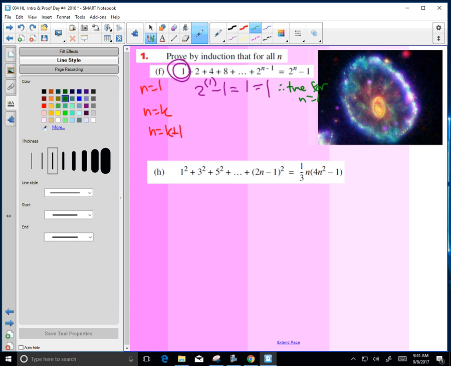Then for n equal to k, the step looks like this. 1 plus 2 plus ... 2 to the k minus 1 equals 2 to the k minus 1. You might think that's annoying, but this is our assumption step that's going to help us substitute in, making things simpler. All right, so the next one, n equal to k plus 1, you write everything the same.